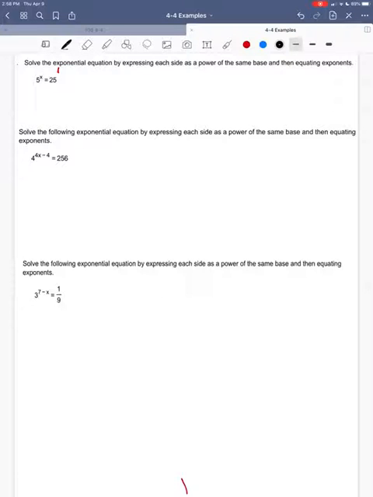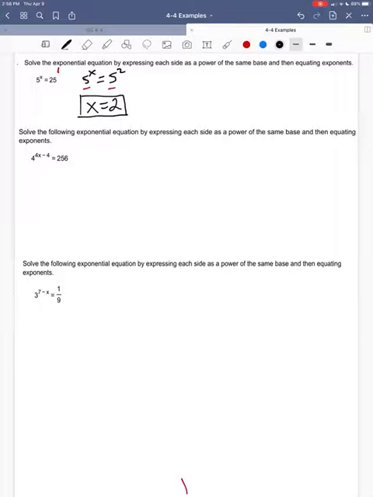If I do that, I would get 5 to the x equals 5 to the second, right? Because 5 to the second power, 5 squared, is equal to 5 times 5, which is 25. Now I've got that both sides have the same base. So if that's true and I've got equal quantities, the only way that can happen is if the exponents are also equal. So I just set the exponents equal to each other, and for this first equation then my solution is just x equals 2.